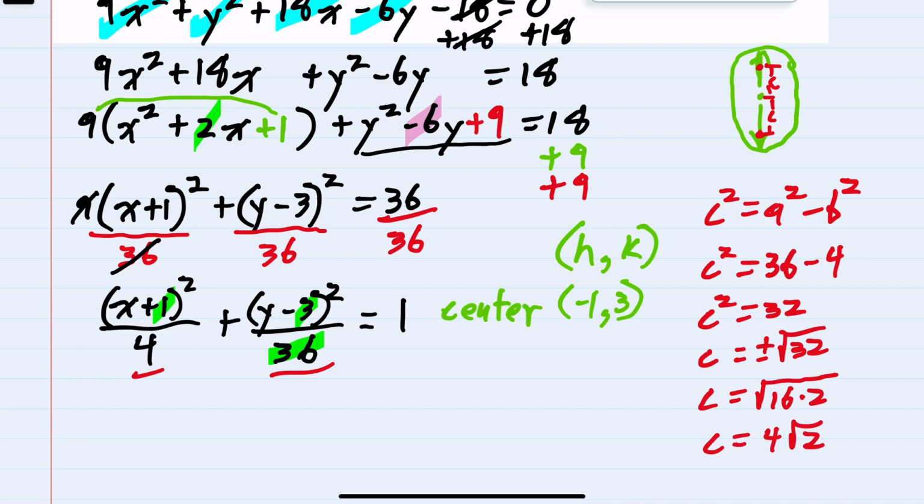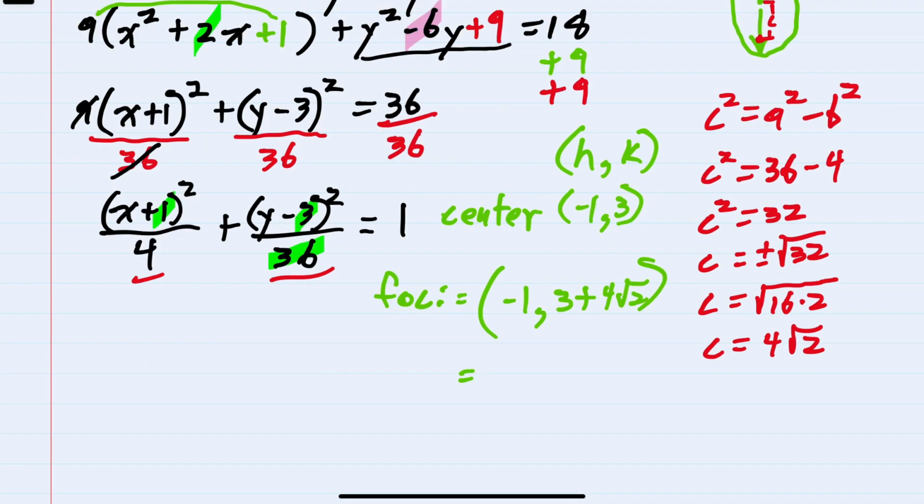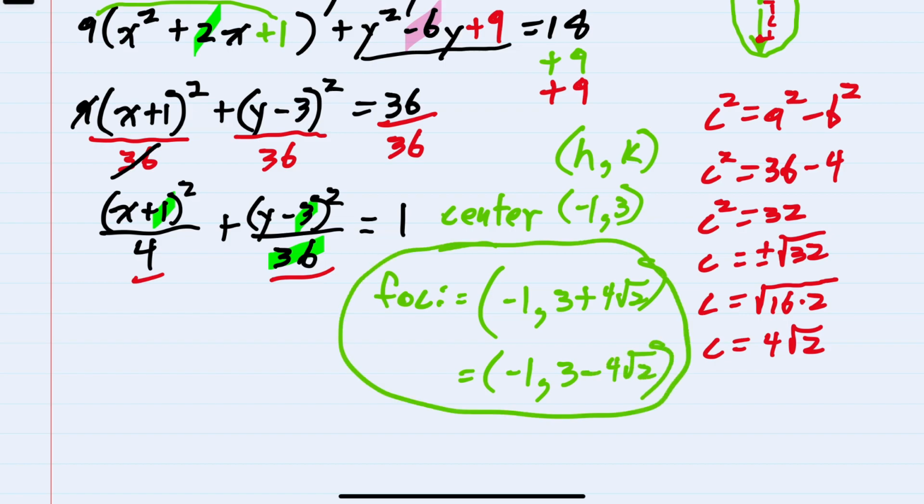And since that's above and below, our foci are going to have the same x value, negative 1, but I would add that distance of c to the y, for 3 plus 4 square roots of 2. And my second focus would be 3 minus 4 square roots of 2. We have found both of these by converting to standard form, locating the center, and then using that center and the value c to find the foci.